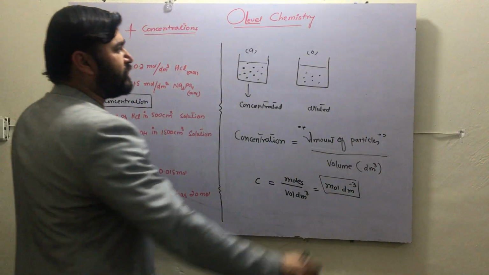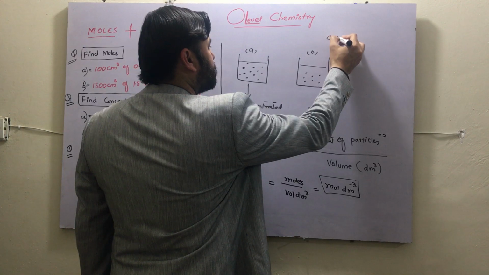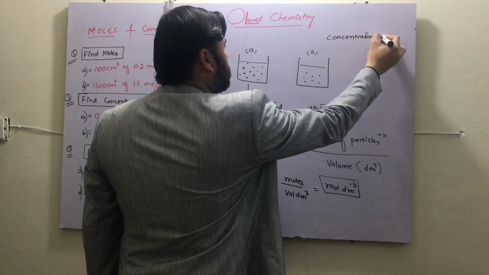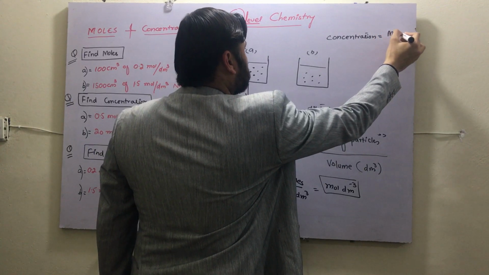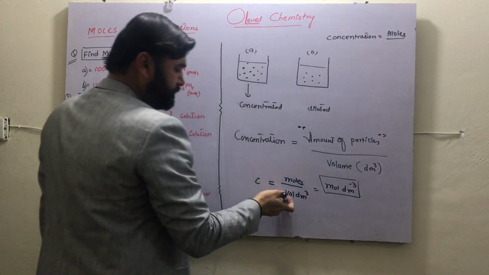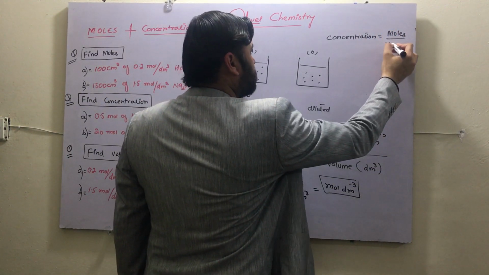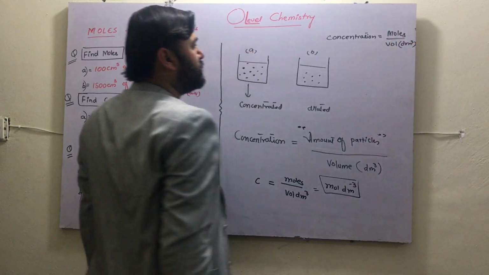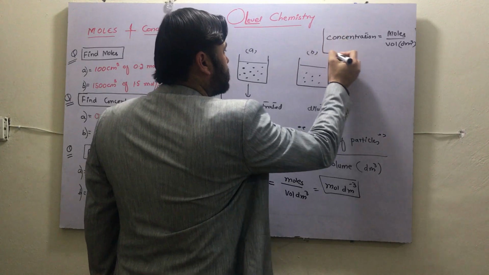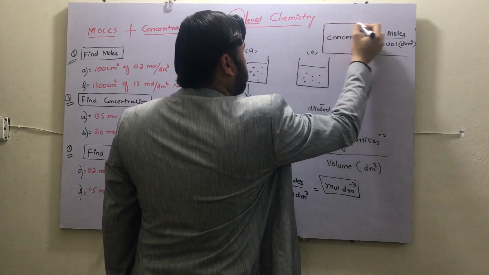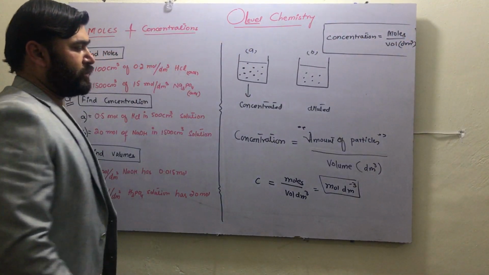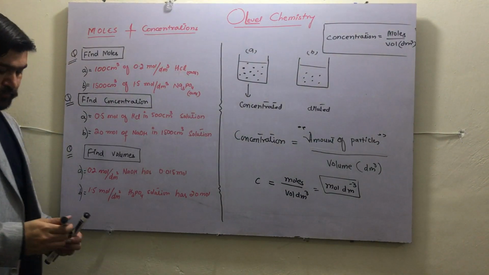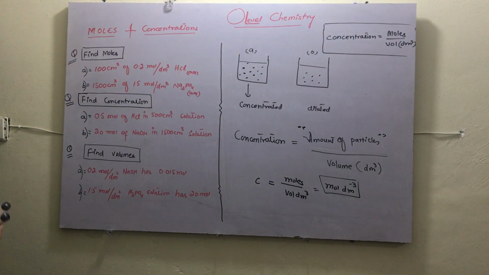So let me write this formula over here. Concentration is equal to moles divided by volume in dm³. I will write this formula on top of the question, so that all these questions will be solved by this formula. So let me erase all of this work.